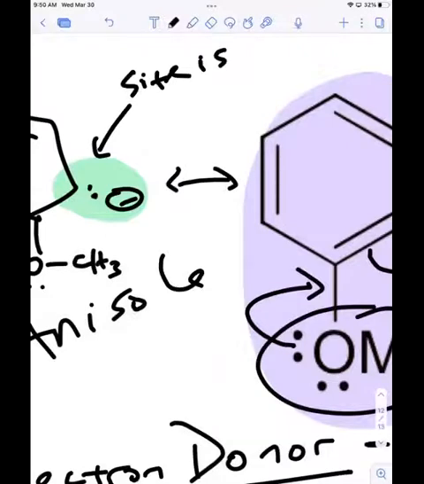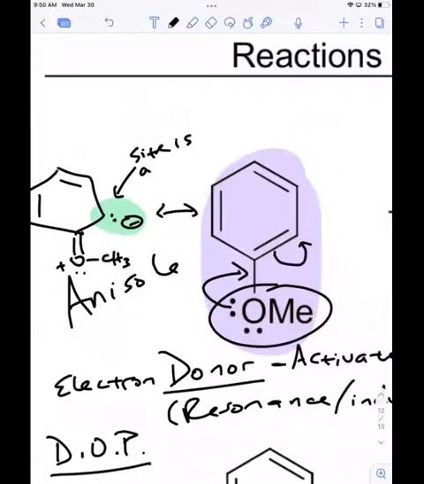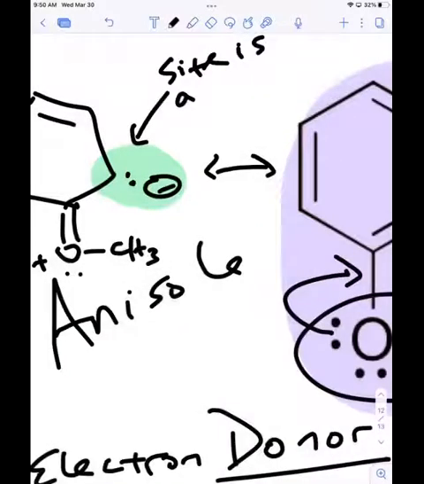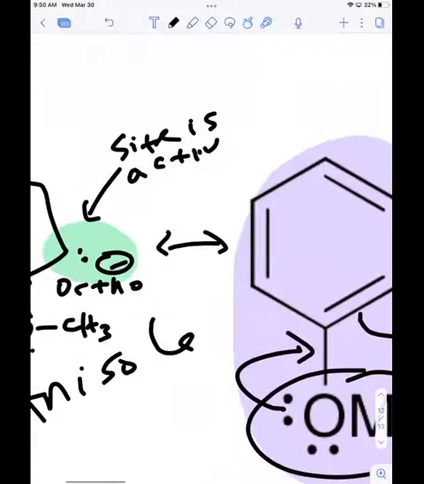Remember, if I'm adding an electrophile, I need a nucleophile to react with it, something that's going to give it a pair of electrons. So if I draw the resonance form, this is how the donors activate these positions. If I draw the resonance form and get a pair of electrons at that site, what site is that relative to the donor? Ortho. Right, so that site is activated. I'll just say the ortho site is activated.